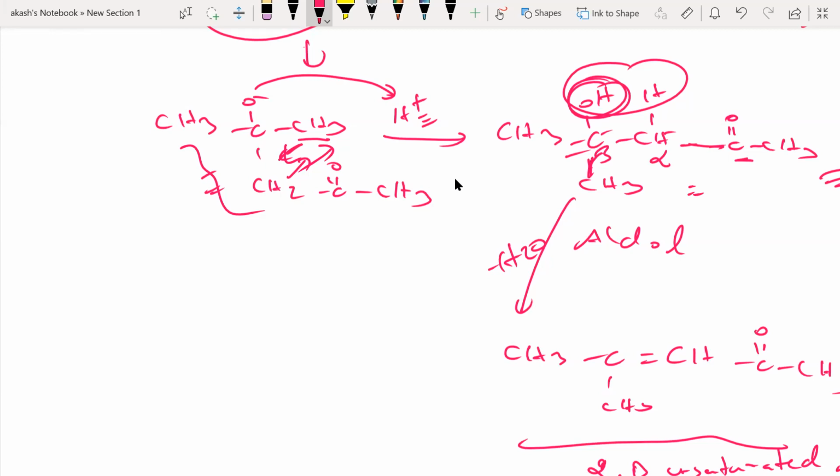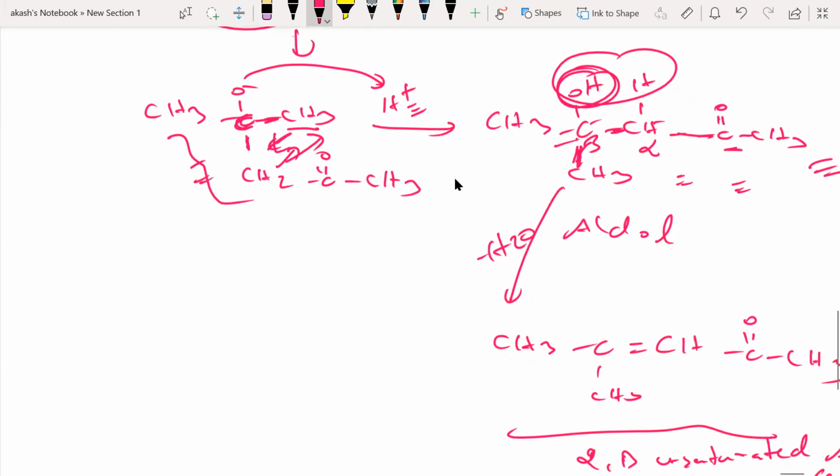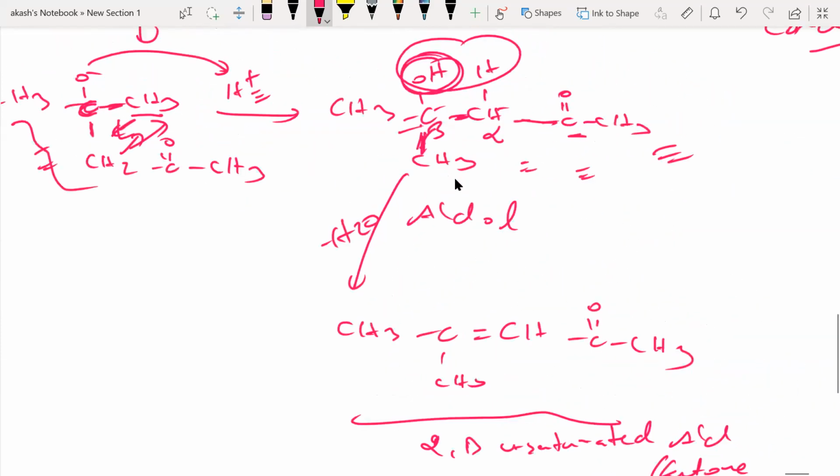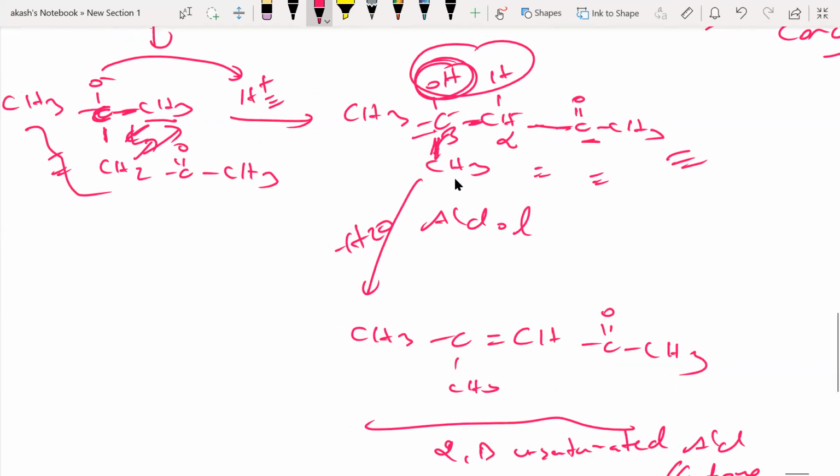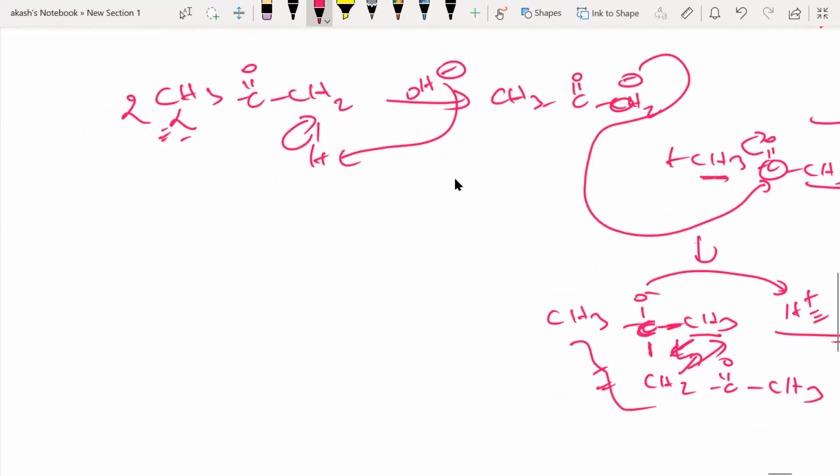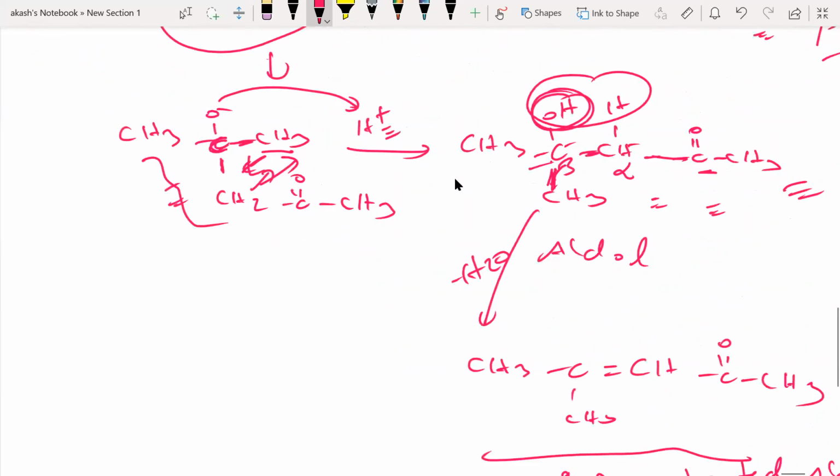The CH3 is here. So you have to understand that this carbon is attached to CH3 and the same carbon is attached to CH2. This is just a way of writing, nothing else. And from this, you remove the H2O molecule to form your final compound. That's it. Okay, sir. Fine. So that is all right.